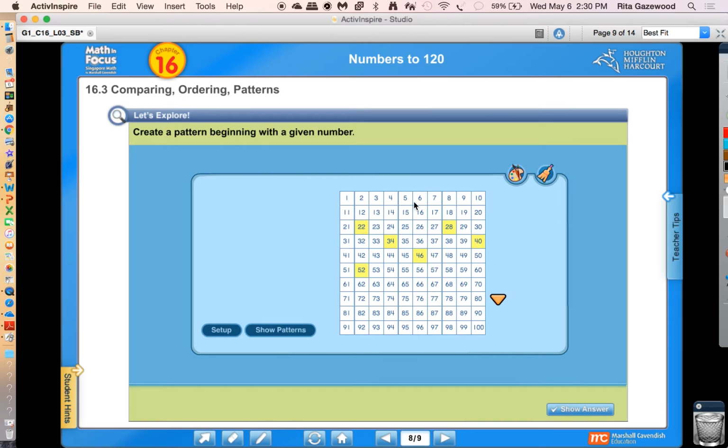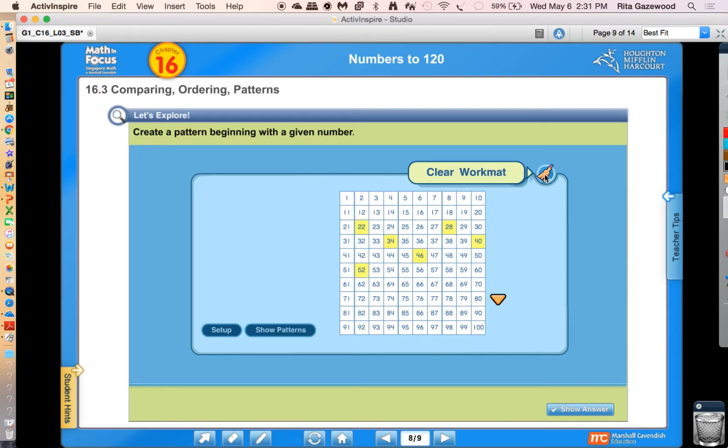When I count by sixes, how many did I skip? How many did I jump? 1, 2, 3, 4, 5. See, our method still holds up. So you can do any kind of counting pattern you want. It can be an add pattern or a subtract pattern with any number.